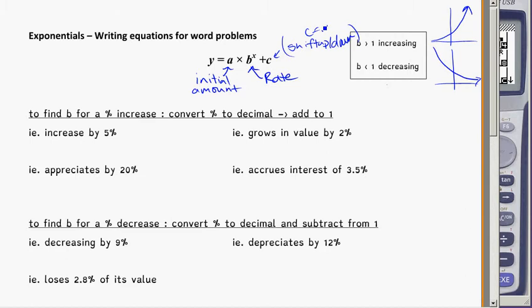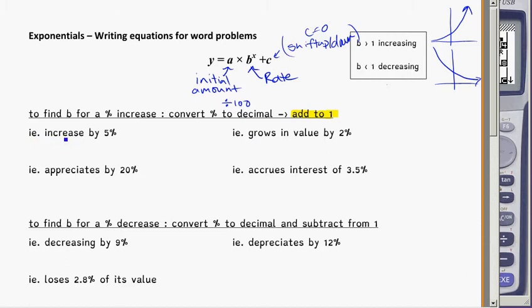Okay. How to figure out the rate from the word problem usually involves just playing with the percentages. So to find B for an increase problem, a percentage increase problem, you need to convert the percentage to decimal and add it to 1. So if you're not sure how to convert percentage to decimal, remember that's divide by 100, or move the decimal point 2 spots over. Most of us can do that in our head, but don't be afraid to use the calculator to do that number divided by 100 to get it. And then the important thing there is that you're actually adding it to 1. So you should get a number that's bigger than 1, like 1.5 or 1.07, whatever it is.